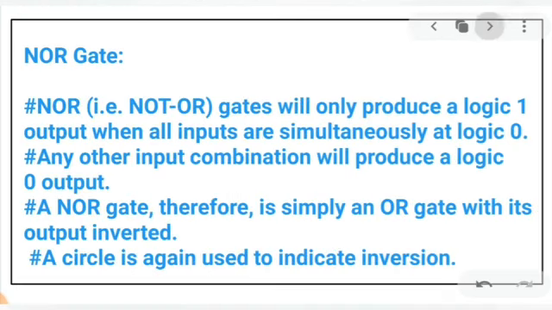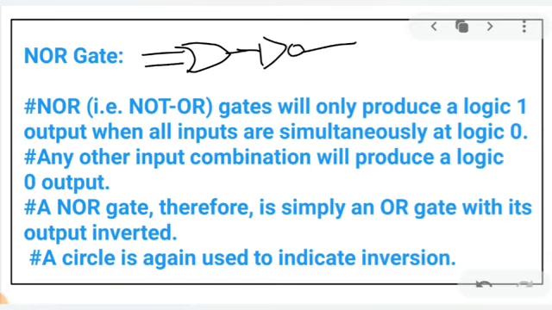Let us start with the NOR gate. Now, what is this NOR gate? NOR gate is the gate which consists of first an OR gate, which is followed by a NOT gate. OR gate followed by NOT gate. This input is A, this is B, and here we will be having some output called Y.